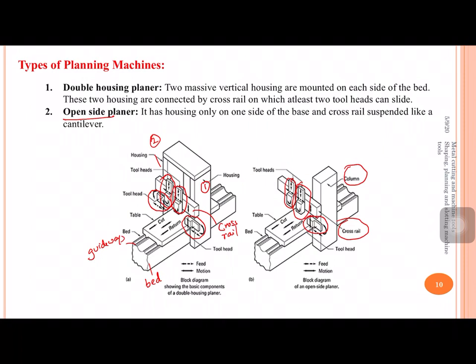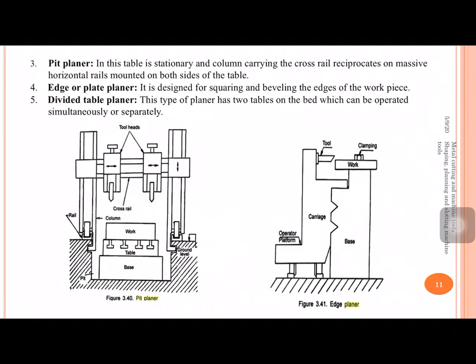And here also you can do parallel machining by using these tool heads. The main point you need to understand is, if the width of the work part is slightly larger than the width of the table, then you have to go for the open side planer instead of the double housing planer. That is the main utility of this open side planer, even though there may be some deflections produced at the free end of this cross rail.